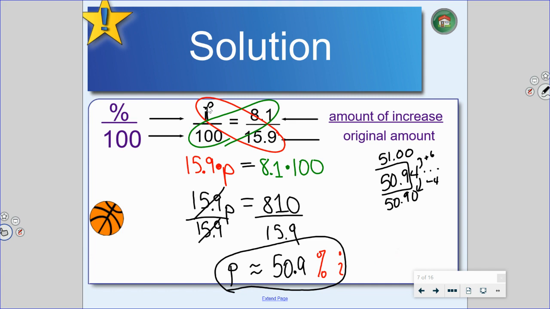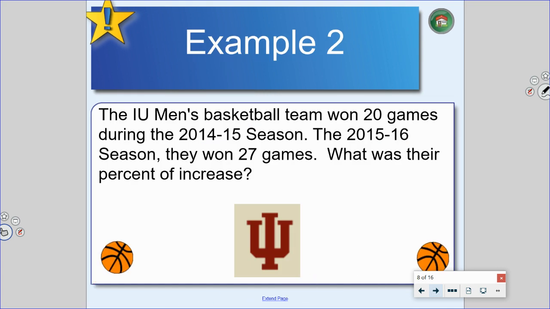So pause if you need, go back, rewind, rewatch if you need. Otherwise, we will continue on with some more basketball statistics. IU men's basketball team won 20 games during the 14-15 season. The following year, they won 27 games. What was their percent of increase? So again, what I'm seeing is they started with some wins. They actually had some more wins, and we want to know what is the percent that it goes up.